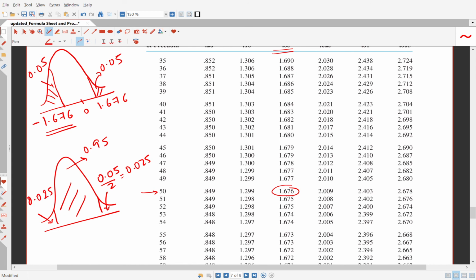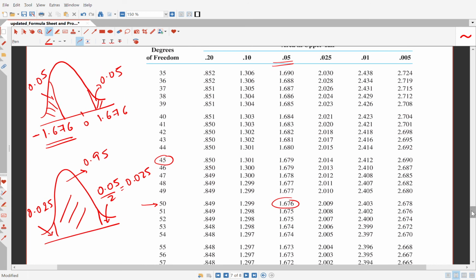Okay, so we have to find the t-scores such that the area on the right is 0.025 with 45 degrees of freedom. So 45 degrees of freedom are here. Now let's go again to the top of the table to see where 0.025 is. That is 1, 2, 3, column number 4 is 0.025, 45 degrees of freedom. So the t-score is 2.014. So the answer is 2.014 and negative 2.014. The area between negative 2.014 and positive 2.014 will be 0.95 or 95%.